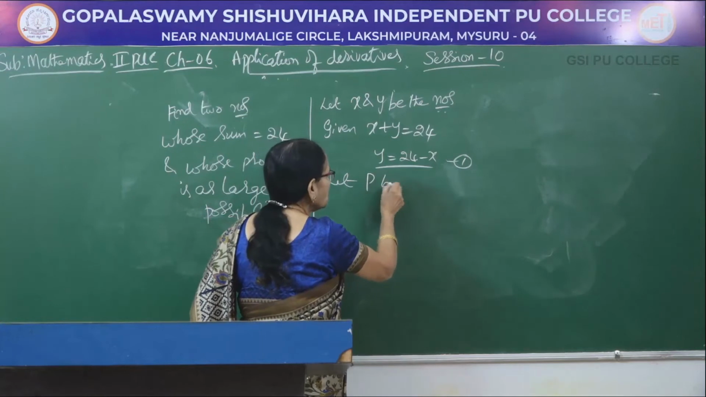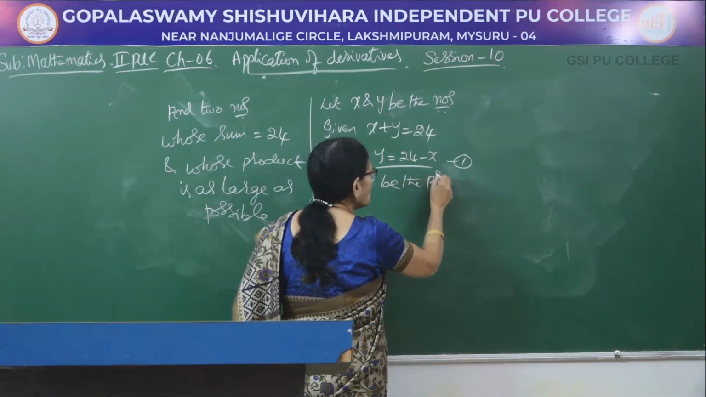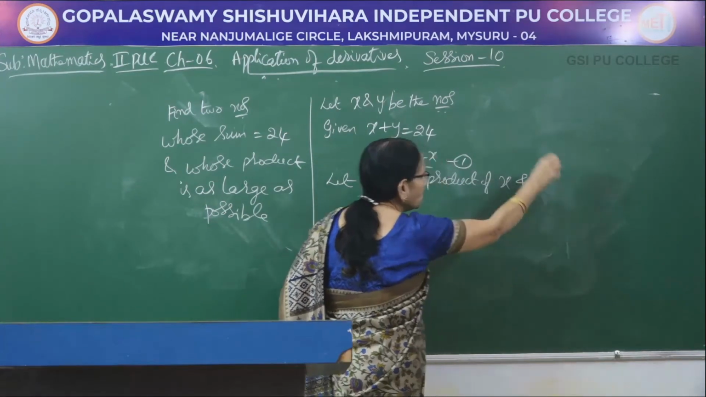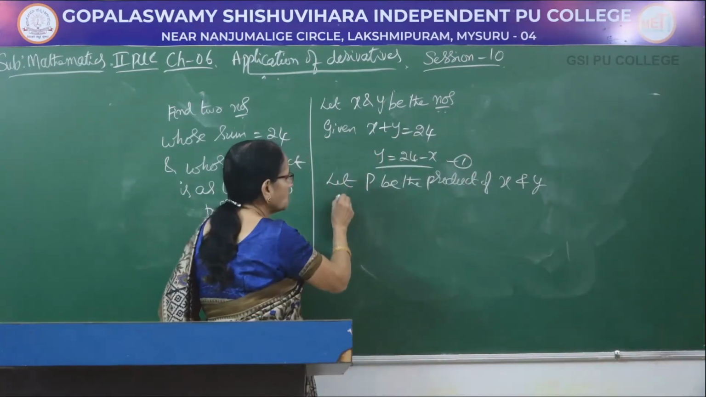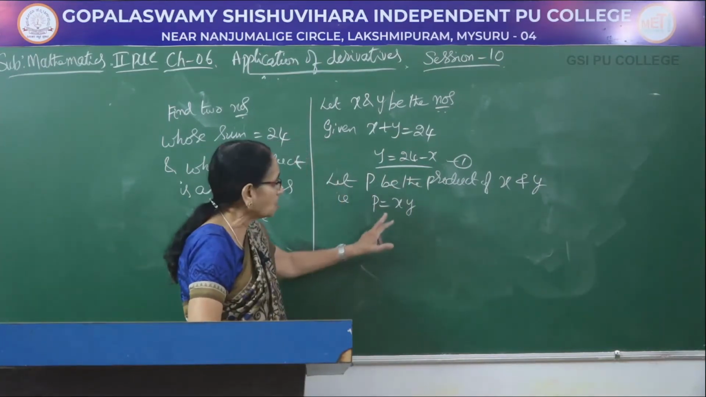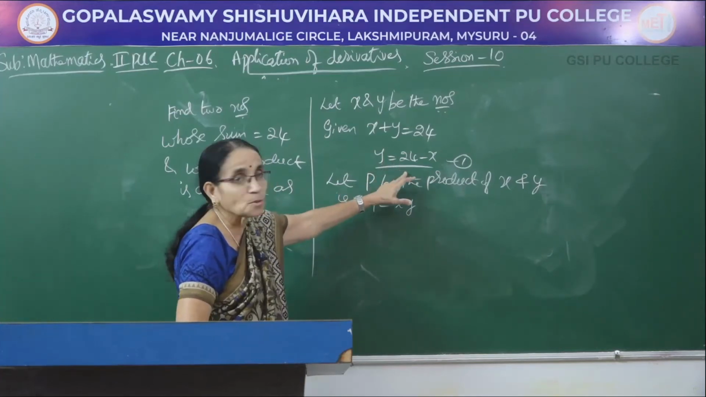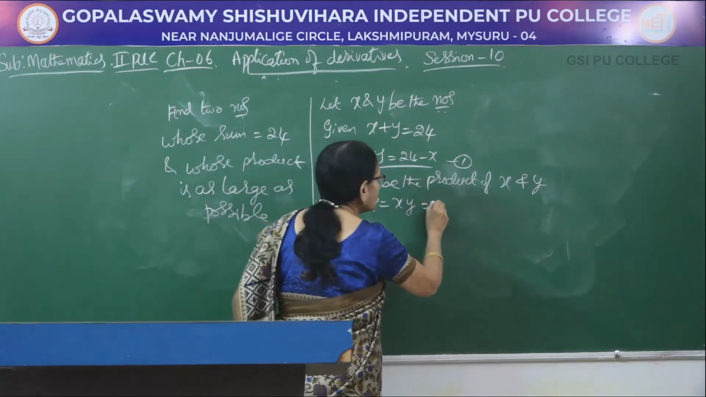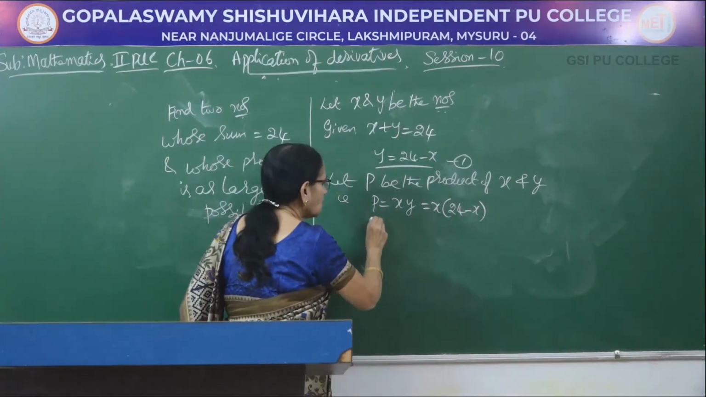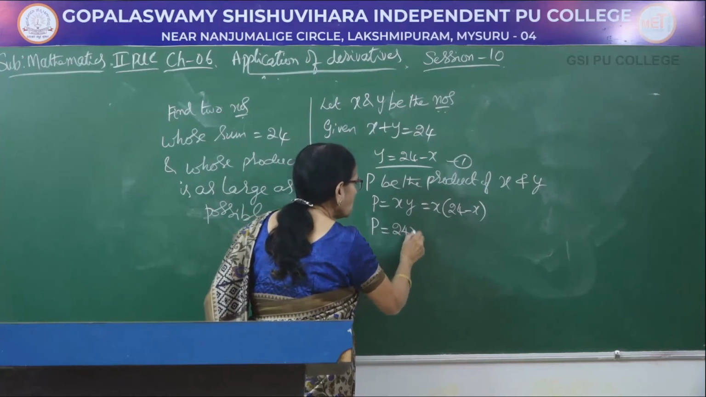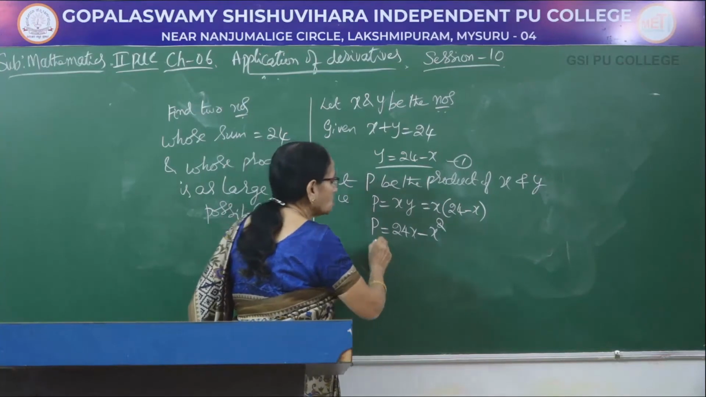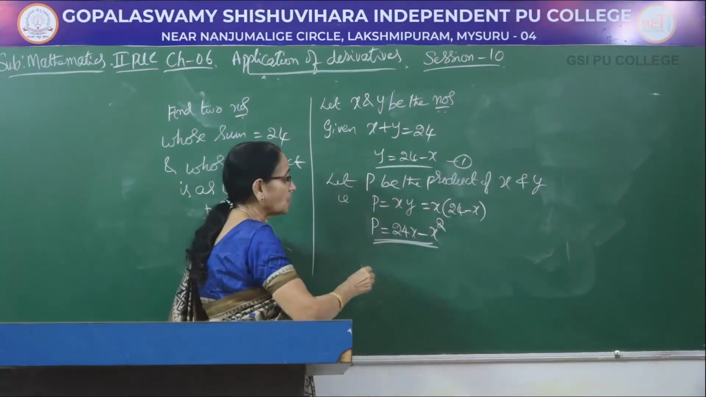Let P be the product of x and y. That is, P is equal to xy. This is what I told you, two variables are there. But what is y? You write that one. That is x into 24 minus x. Therefore, P would be 24x minus x square. Now, this is the function here.